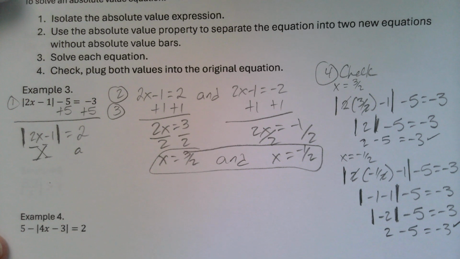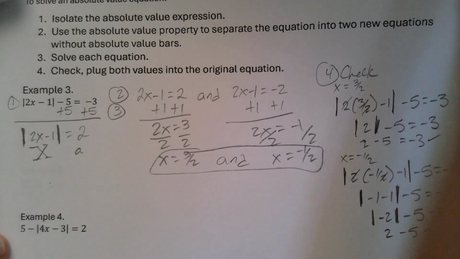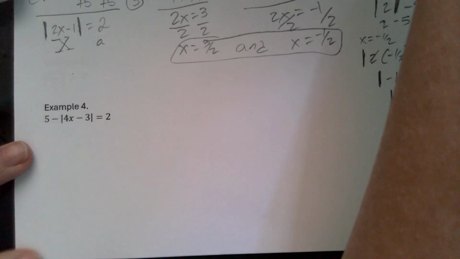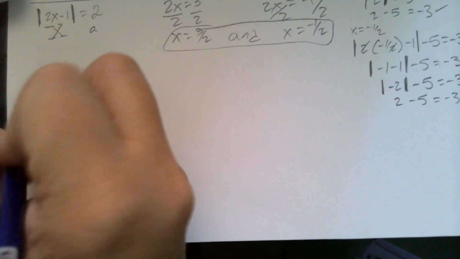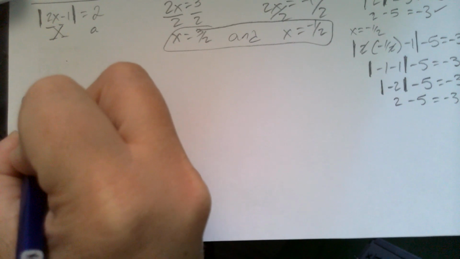Y'all can pause the video and try number 4 on your own and see if you get the same thing. Number 4, we need to isolate our absolute value bars. I'm going to first subtract this 5.